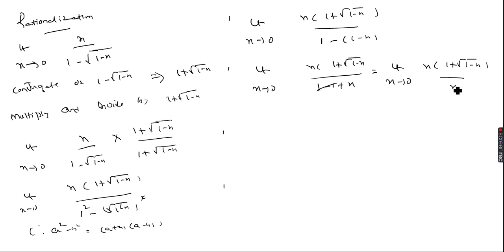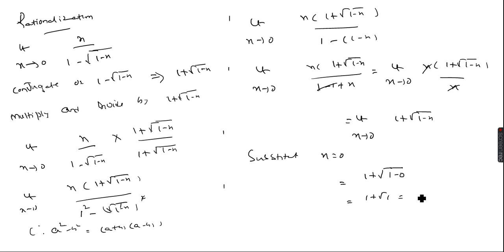Both these terms are cancelled. What do we get finally? Limit x tends to 0, 1 plus root of 1 minus x. Substitute x is equal to 0. So we get 1 plus root of 1 minus 0. So that is nothing but 1 plus root 1. The root 1 is nothing but 1. Finally we get 1 plus 1, nothing but 2.